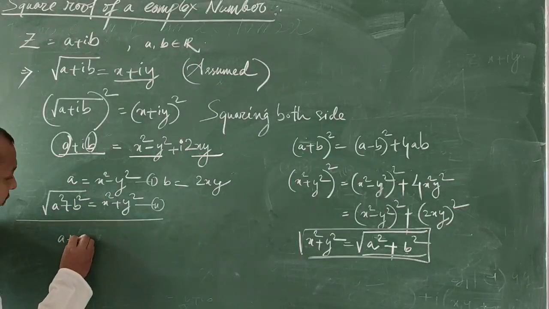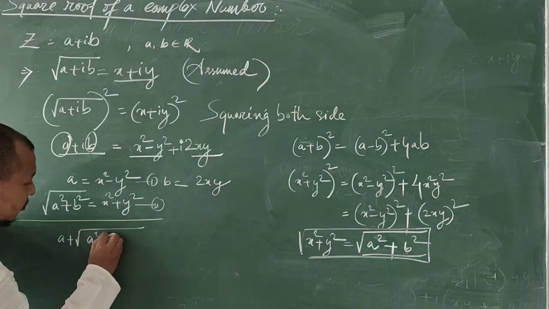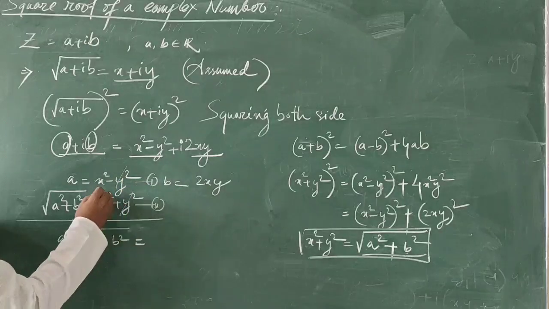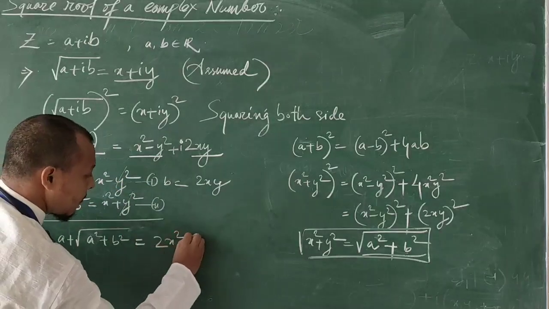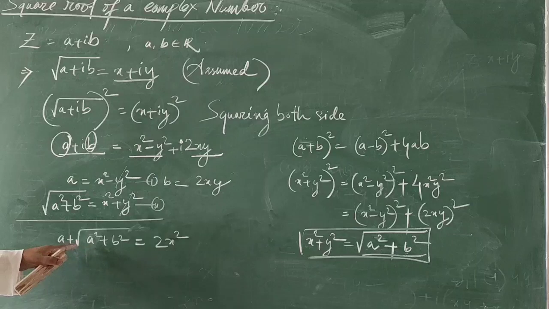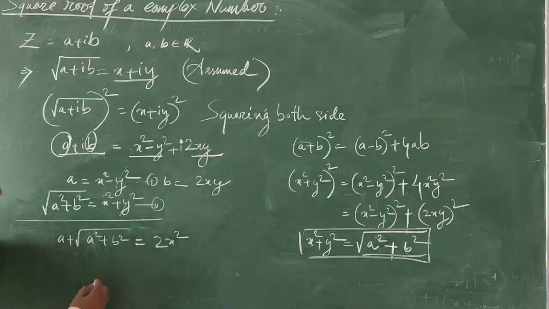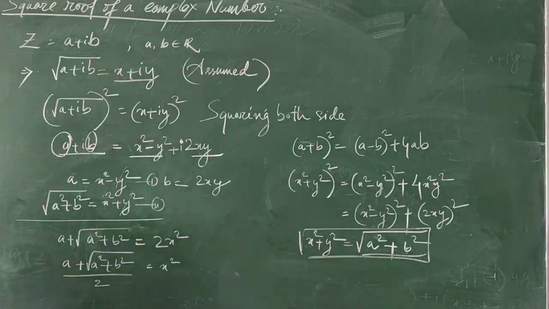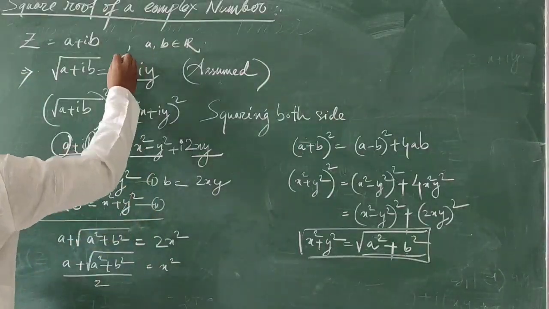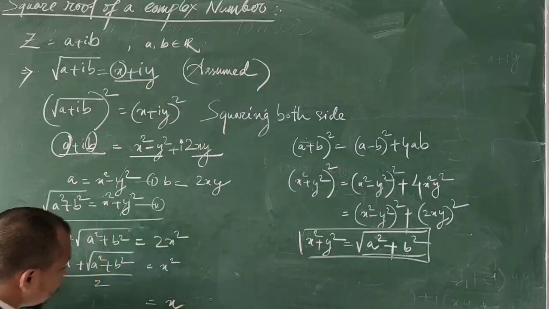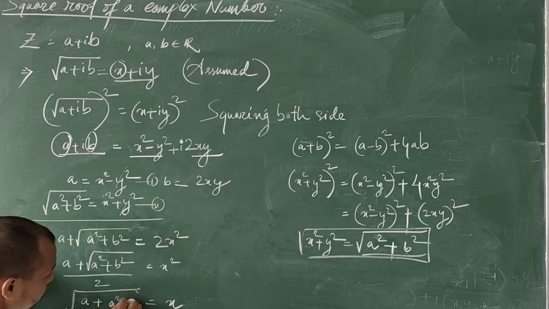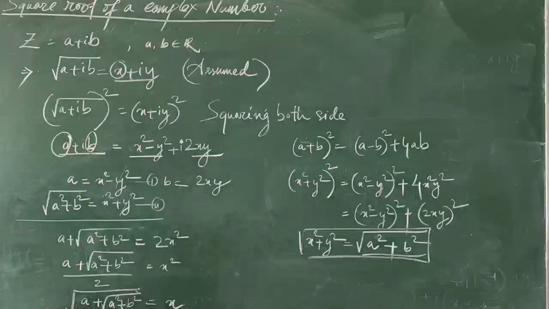So now, if you add this one, we get 2x², which is equal to a plus the square root of a² + b². So here you will get x² is equal to (a plus the square root of a² + b²) by 2. But we need x. So x must be equal to the entire square root of (a plus the square root of a² + b²) by 2. This is x.